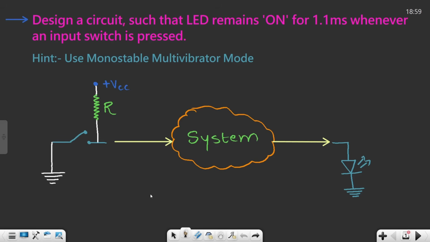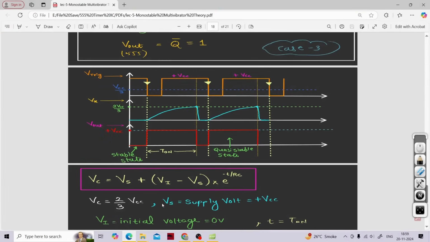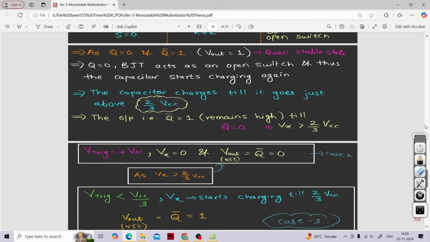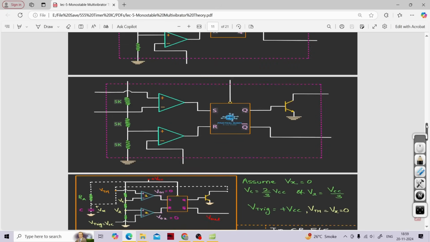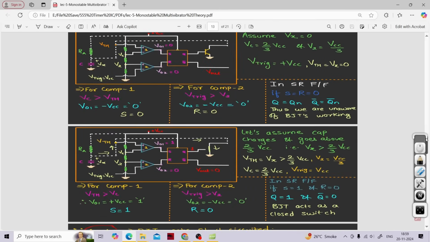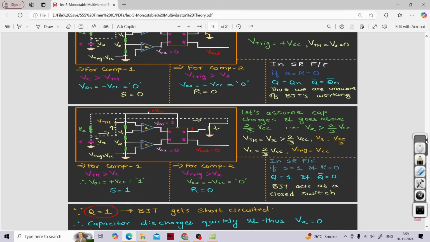Hello engineers, welcome to the new video of the course. In this particular video we are going to solve a numerical based on monostable multivibrator mode. If you remember, in the previous session we saw the theoretical part of the monostable multivibrator. Over there we saw its internal circuit diagram, and based upon that we saw how exactly things work internally in 555 timer IC in monostable mode.